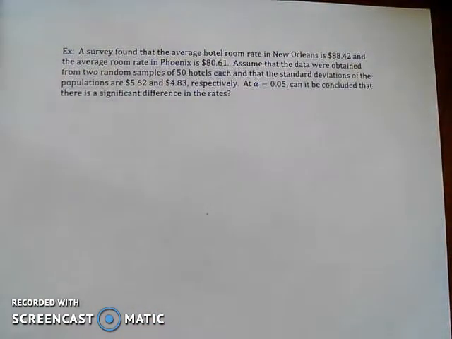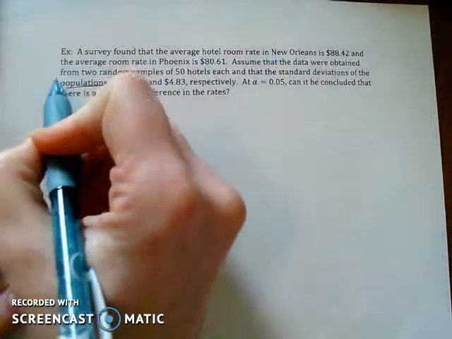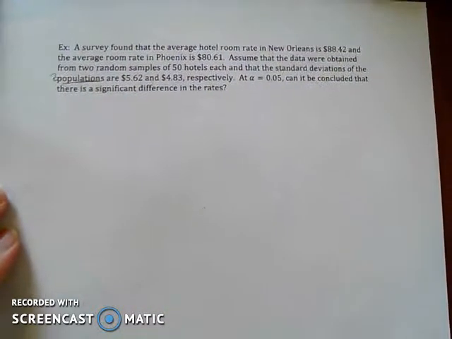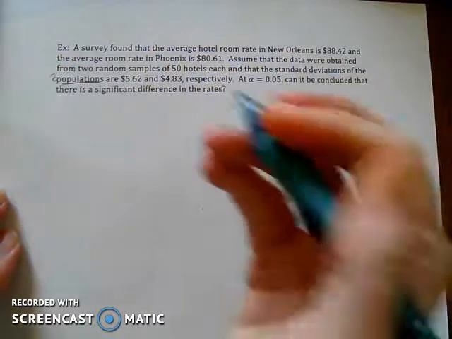A survey found that the average hotel room rate in New Orleans is $88.42 and the average room rate in Phoenix is $80.61. So there you can see we're comparing 2 completely different things. New Orleans and Phoenix, completely different. Assume that the data are obtained from 2 random samples of 50 hotels each and that the standard deviations of the populations, that's how we know that we get to use our z-chart, are 562 and 483 respectively. At alpha equals 0.05, can it be concluded that there is a significant difference in the rates? So that's what chapter 9 is about. We're seeing, are these 2 means different?